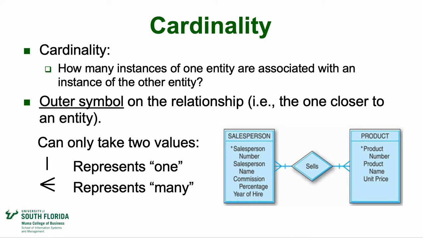Cardinality is indicated by the outer symbol of the relationship, that is, the symbol closest to the entity. Cardinality can only take one of two values. It can either be 1, which is indicated by a small vertical bar, or it can be many, which is indicated by a crow's foot. In the example, we see that the salesperson can sell many products and that the product may be sold by many salespersons.